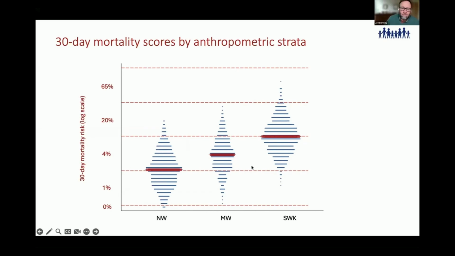There's a lot of overlap in their risk of mortality. Obviously, the severely malnourished are the highest, but there are many moderately malnourished children. These are individual children in these points with a mortality risk which is very overlapping with severe malnutrition. So the question then is why, and what we can do about it.